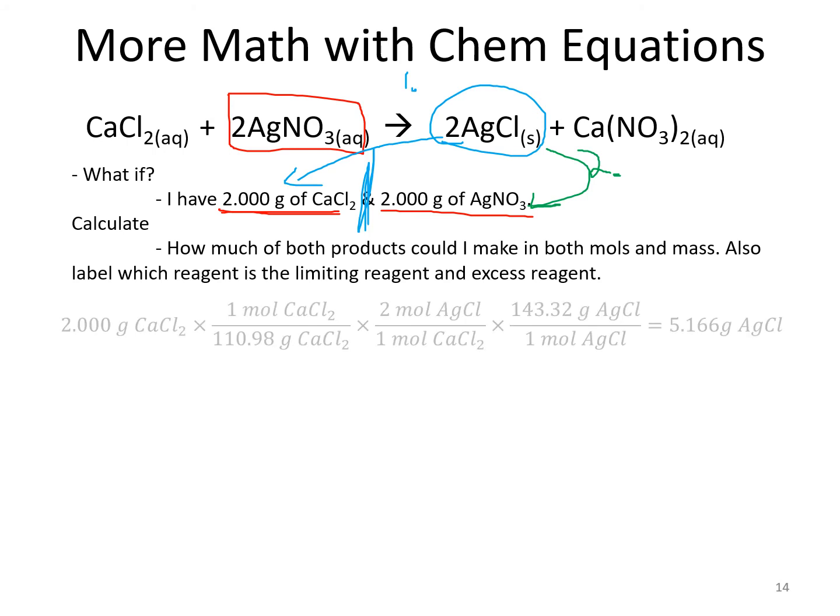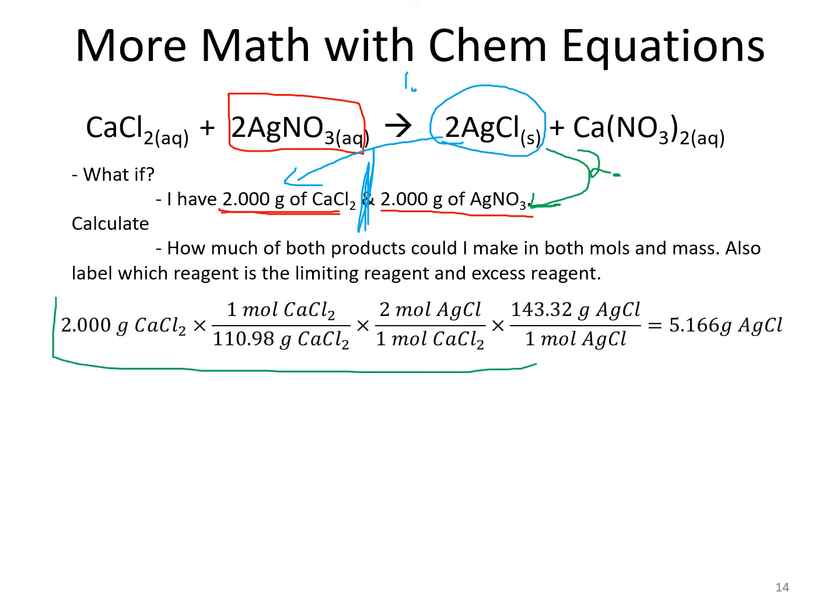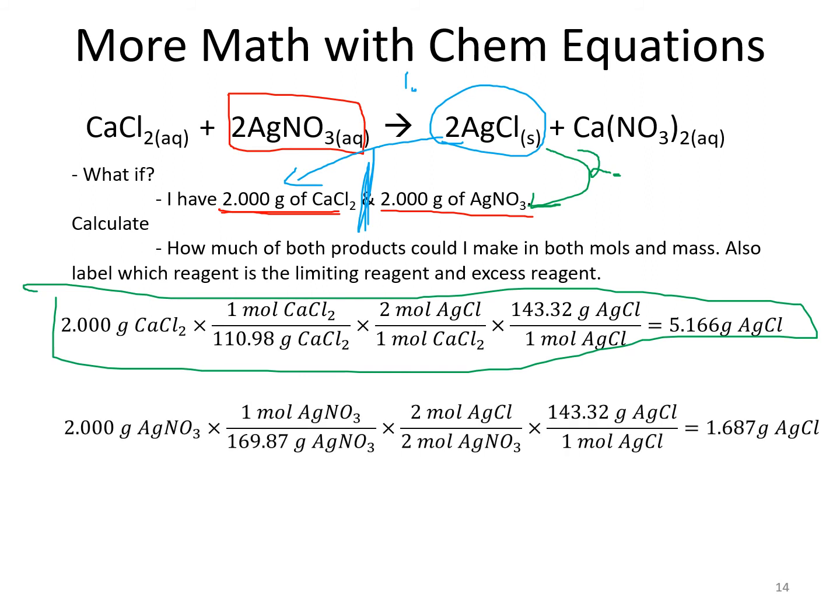Let's click the slide here. So here we have our previous calculations that we did in the previous slide, showing us that 2 grams of calcium chloride gives us 5.116 grams of silver chloride. Let's click the slide. And so rather than doing it step by step here, we just have it all at once.